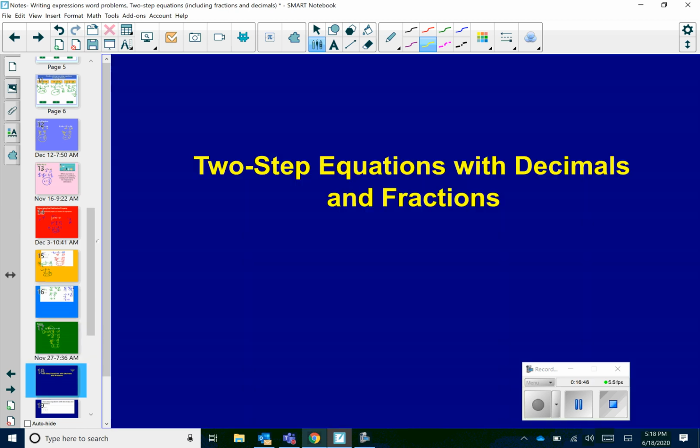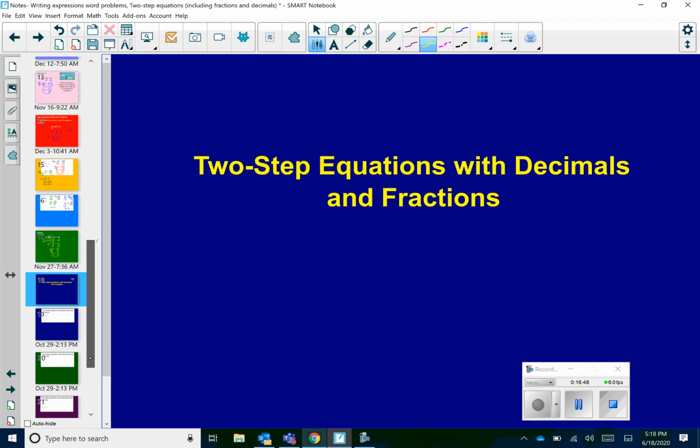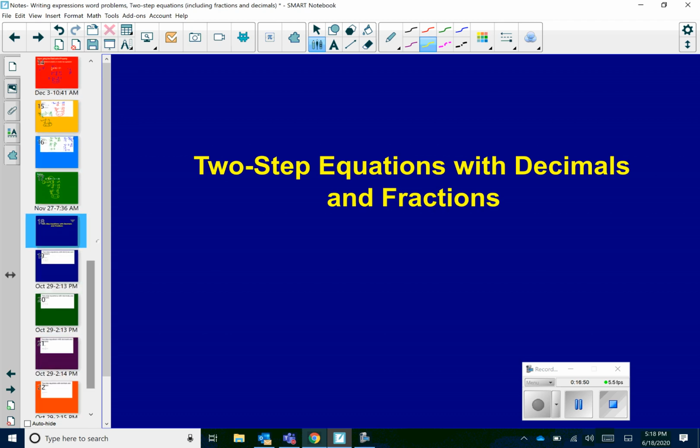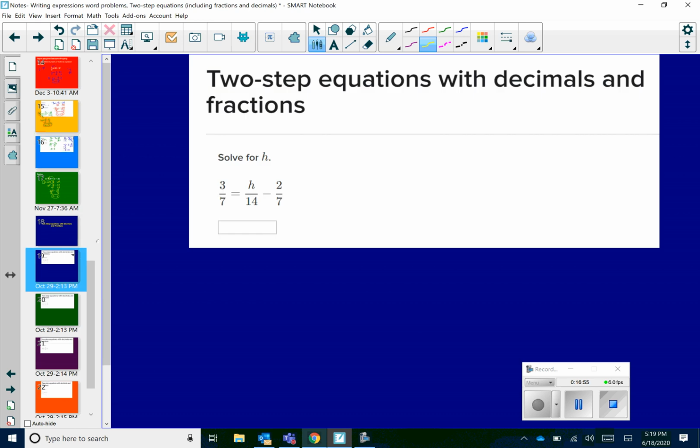Okay, let's move into the last skill, which is the same thing, equations, but now we're going to have some decimals and fractions. Okay, so I'm going to actually rewrite this problem over here so it gives us a little bit more room to work.